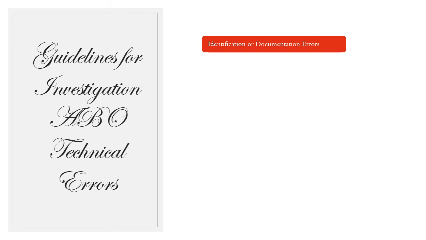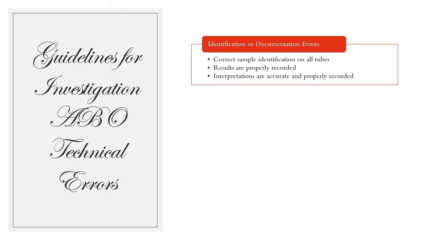So, guidelines for investigation of ABO technical errors. One, let's look for documentation errors. Do you have the correct sample identified on all tubes? Did you record the results properly? So are the results in the right space?